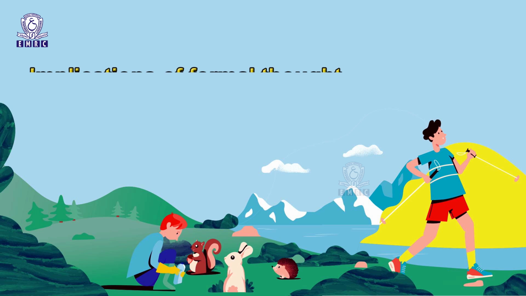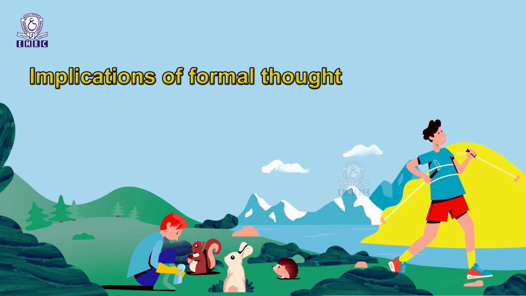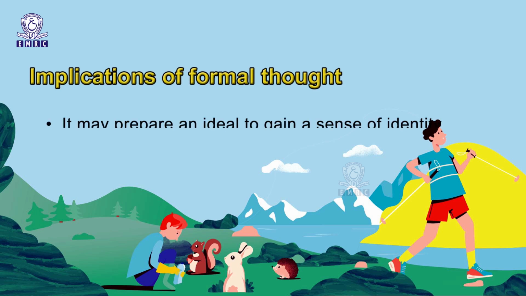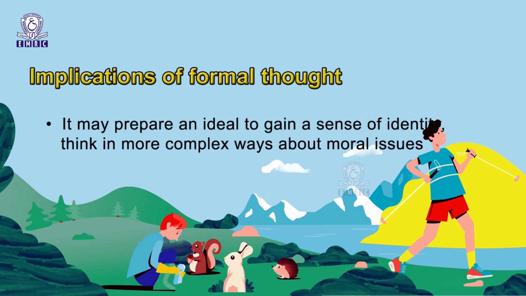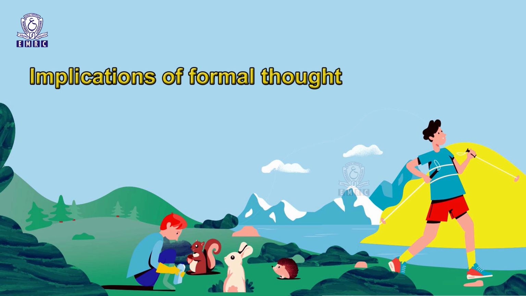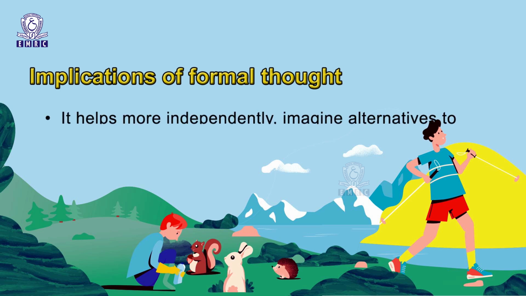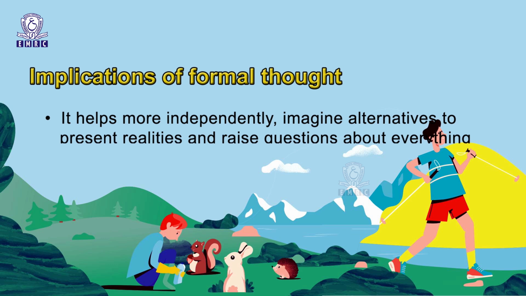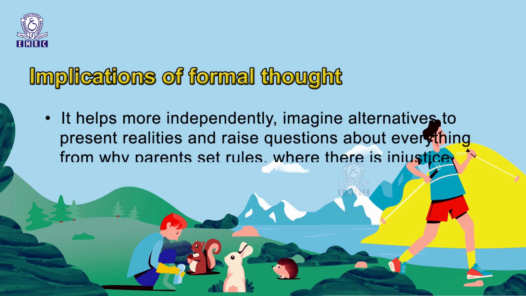Now let us talk about implications of formal thought. First, it will prepare an adolescent to gain a sense of identity, think in more complex ways about moral issues and understand other people. It helps them to think more independently, imagine alternatives to present realities and raise questions about everything, from why parents set rules to why there is injustice in the world.